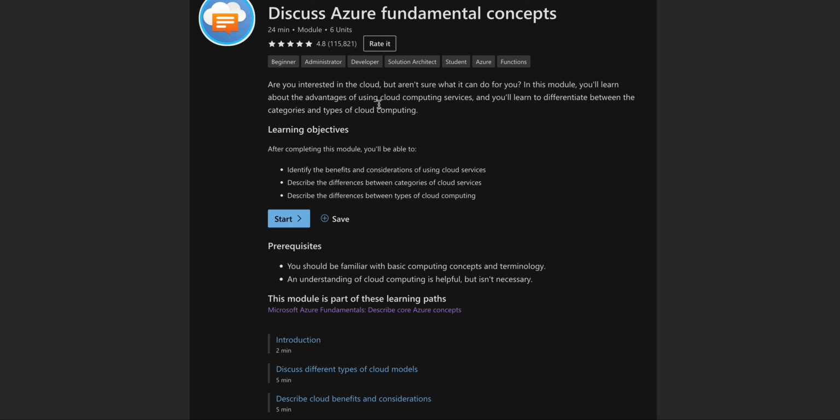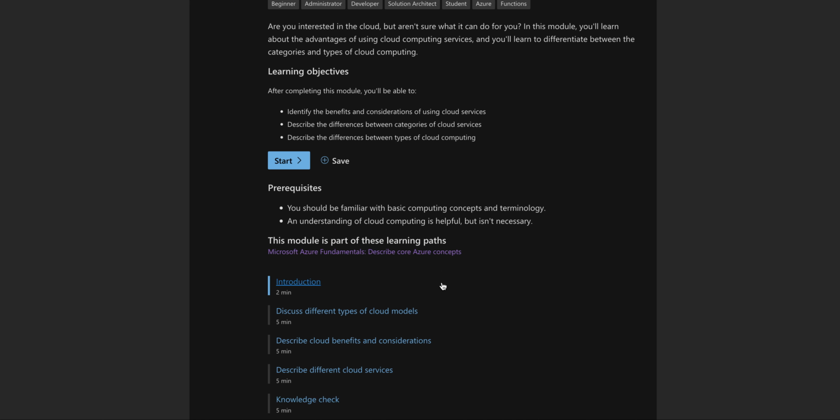So you learn about the advantages of using the cloud computing services, and you learn to differentiate between the categories and types of cloud computing. After completing this module, you'll be able to identify the benefits and considerations of using cloud services, describe the differences between categories of cloud services, and describe the differences between types of cloud computing. For the prerequisites, you should be familiar with basic computing concepts and terminology. An understanding of cloud computing is helpful but isn't necessary.